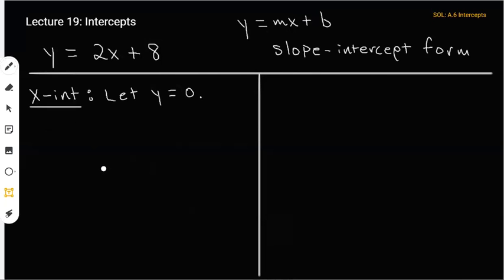So if I let y be 0, I'm going to get 0 is equal to 2x plus 8. So I'm just replacing the y with a 0. Now, to get x by itself, I need to do two things. I'm going to subtract 8 from both sides to get rid of that plus 8, and then I'm going to divide both sides by 2. So we're going to subtract 8 on both sides.